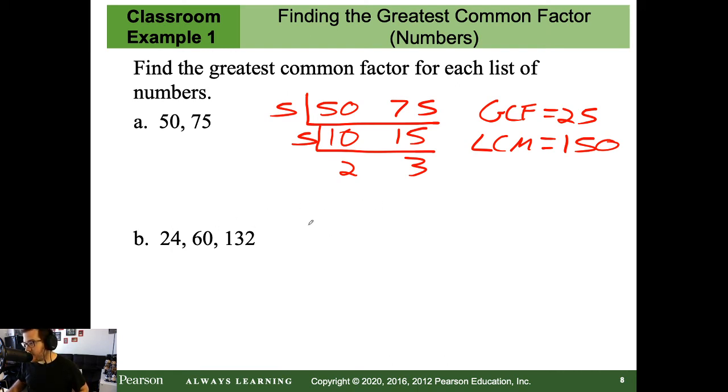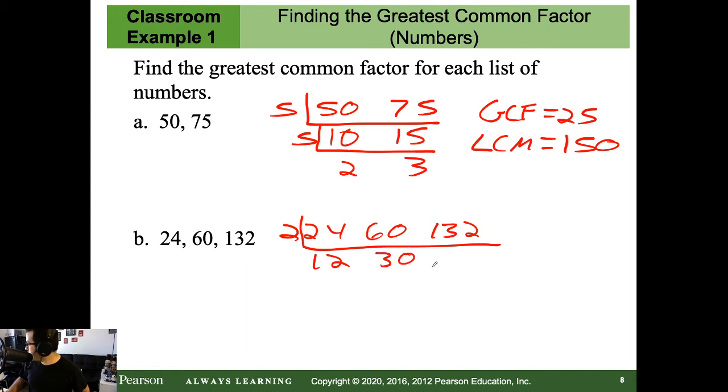Now, the neat thing is this actually works with this as well. The biggest question is, do I have to find the biggest right off the bat? And the answer is no. So here, I take a 2. That's 12. That's 30. This is 66, I think. I still see that I could take a 2 because they're all even. So that's the number I always start with. I look to see if it's even. If it's even, I go for it.